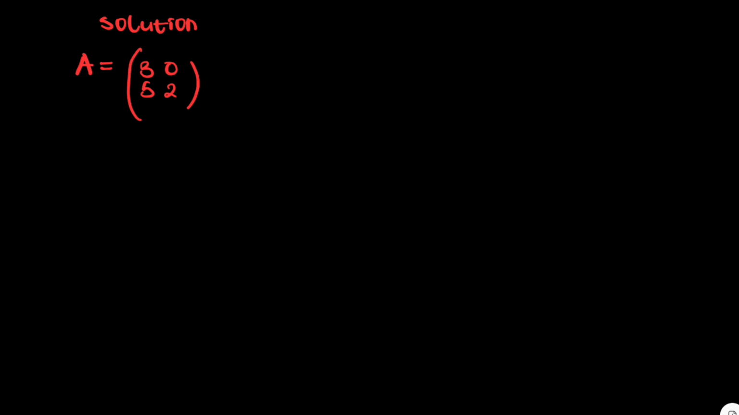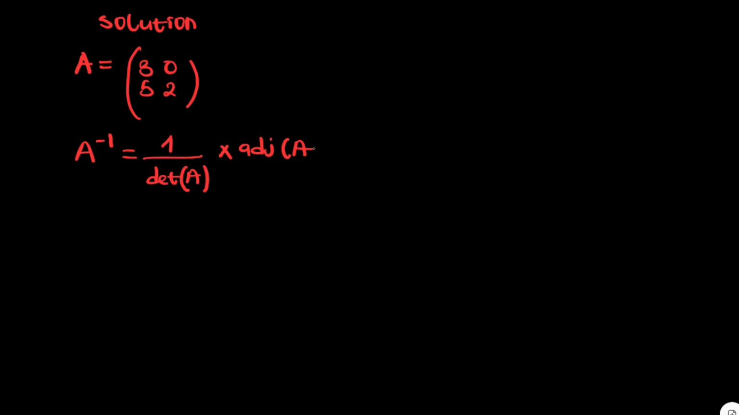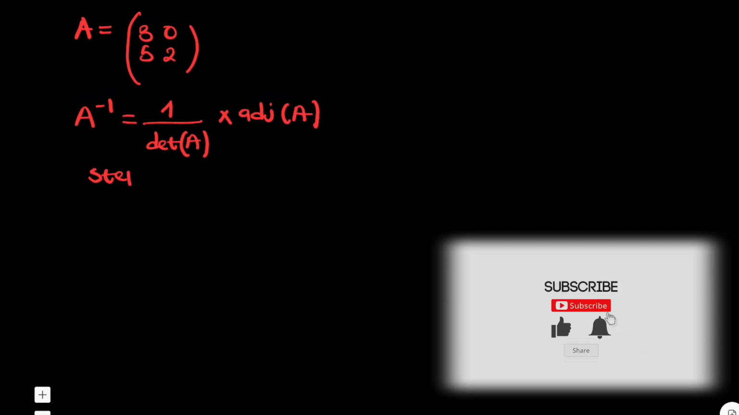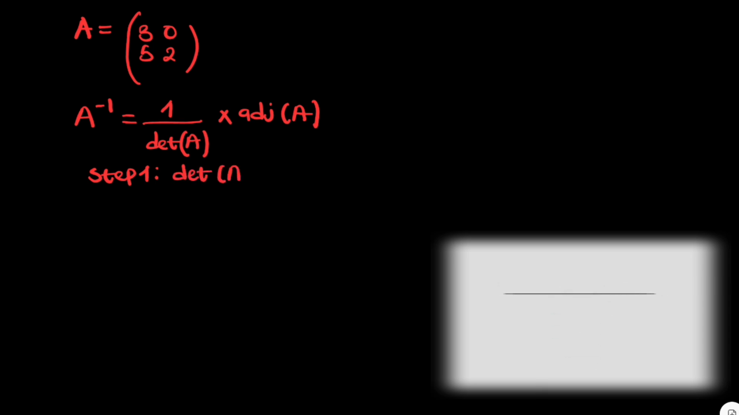But first, let us write the formula to find the inverse of any matrix. Since we have A, the inverse of this matrix A will be 1 divided by the determinant of A times the adjoint of A. So let's have step 1, which is to find the determinant of A.